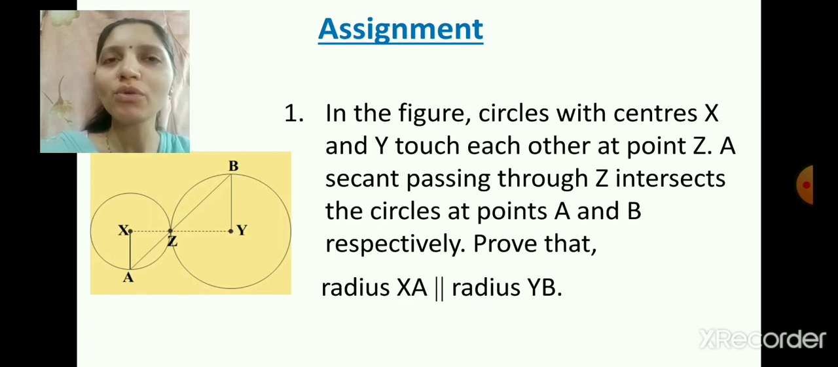Now let's move on to the last part of this session, that is assignment. Let's read the question. Here in the figure, circles with centers X and Y touch each other at point Z. A secant passing through Z intersects the circles at points A and B respectively, and you have to prove that radius XA is parallel to radius YB. So this sum is exactly similar to the question number 4, first part. So you will be able to solve this question.